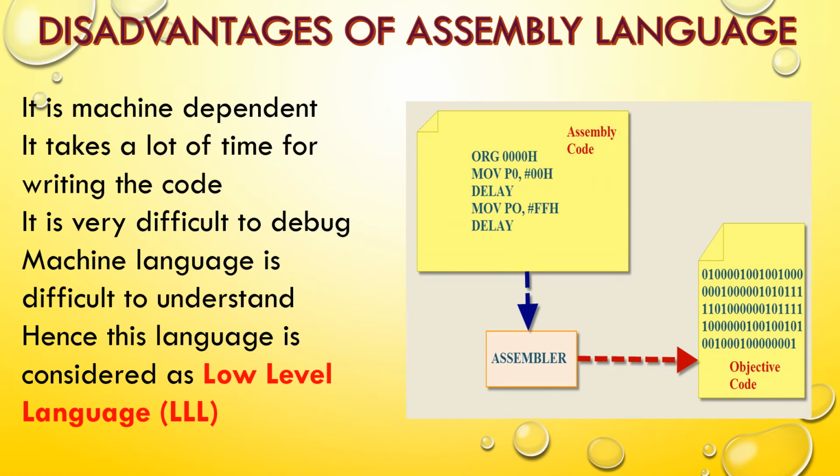The disadvantage of assembly language is again machine dependent. It takes a lot of time for writing and debugging the code. What do you mean by debugging? Debugging is a process where you try to check and correct the error. Hence, this assembly language is again called a low level language.